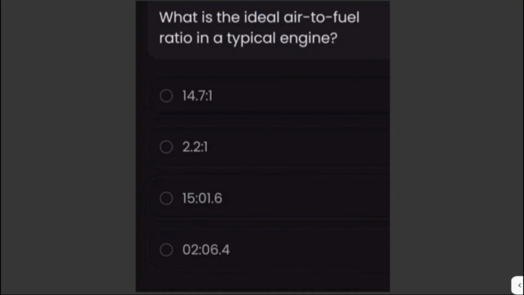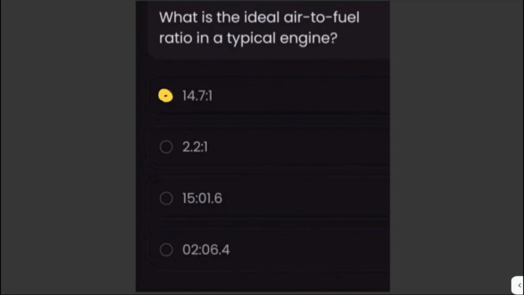What is the ideal air-to-fuel ratio in a typical engine? So the ideal air-to-fuel ratio in a typical engine is approximately 14.7:1. So the answer here is this one, 14.7:1. This means that for every 14.7 parts of air, 1 part of fuel is required for optimal combustion.